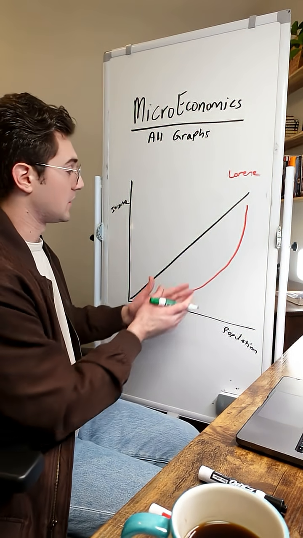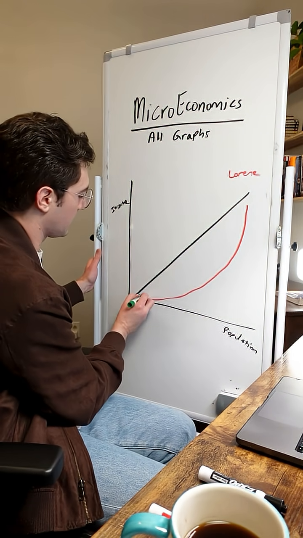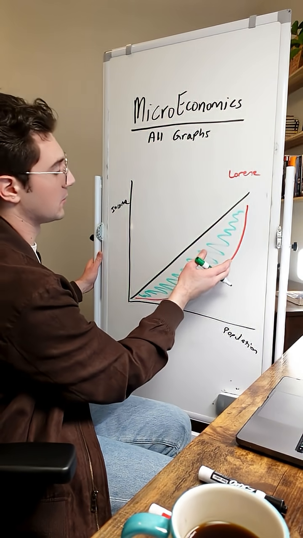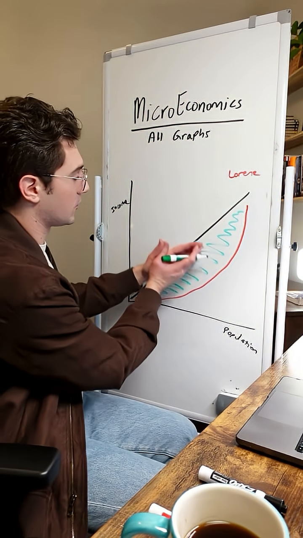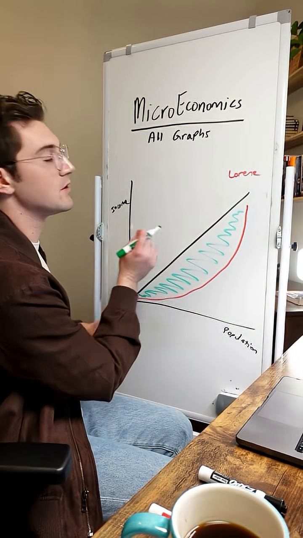The Gini coefficient of this red country is simply the percentage of area between its Lorenz curve and perfect equality. The smaller that a Gini coefficient is, the closer that a country's income distribution is to perfect equality.